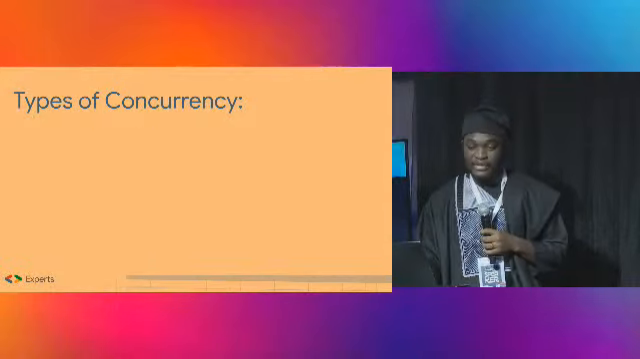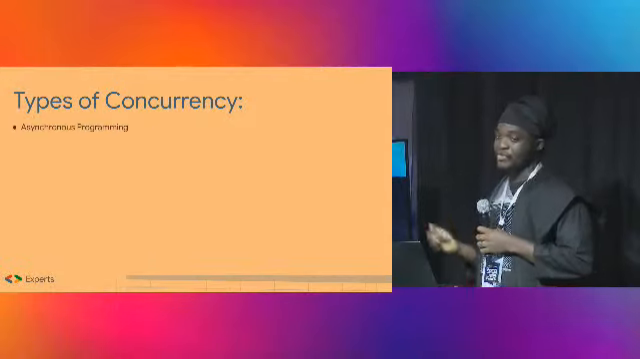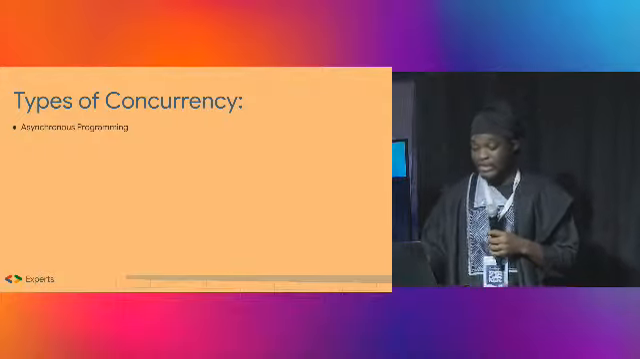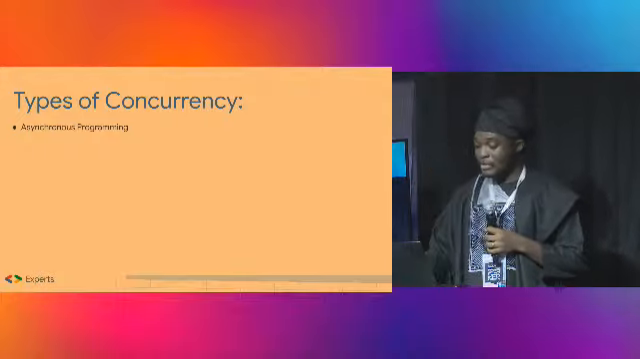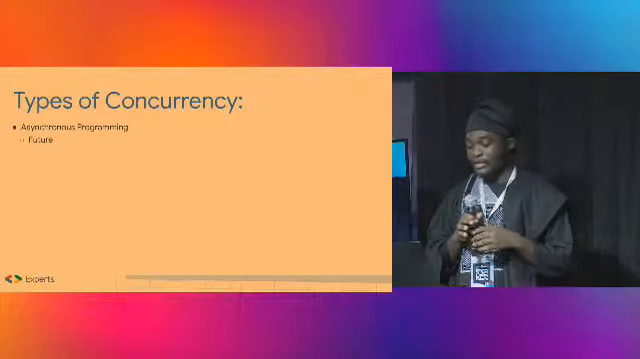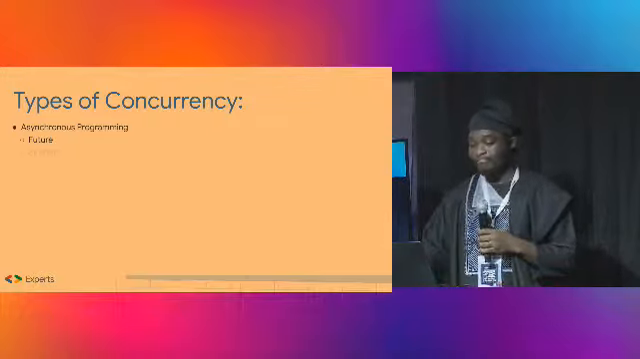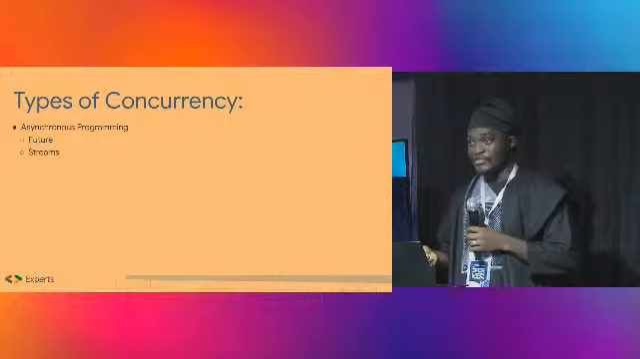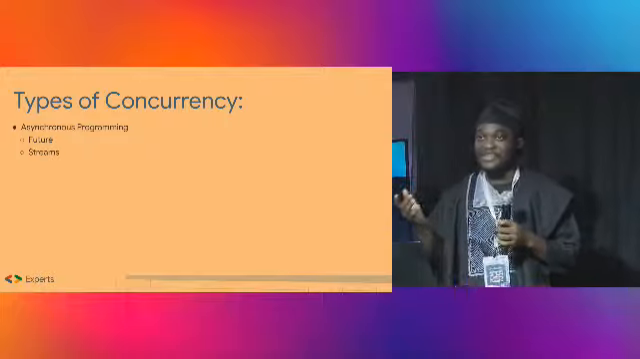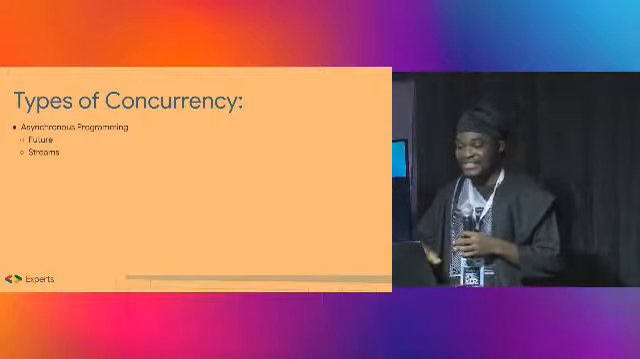So, types of concurrency in Flutter and Dart. We have asynchronous programming, and there are two methods: futures and streams. I'm guessing we know what futures and streams are, so I don't have to go into explaining all that.